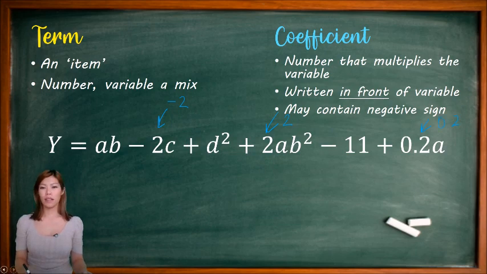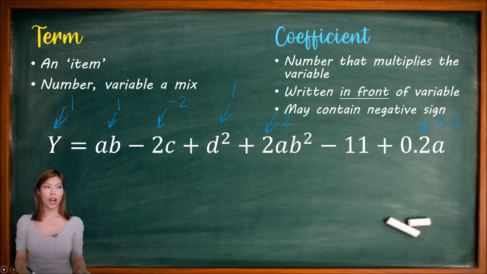Minus 11 is not a coefficient because it's not in front of a variable. The coefficient for d squared is invisible because there's 1 d squared. So the coefficient of d squared is 1. And the coefficient of ab is also 1, and the coefficient of y is also 1.